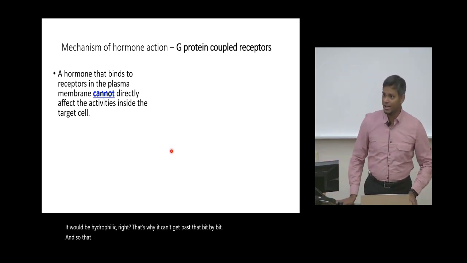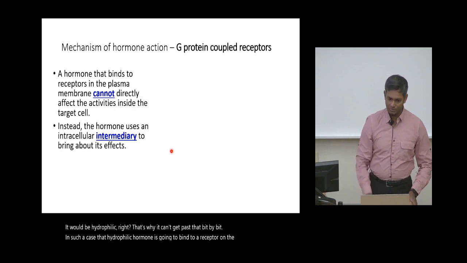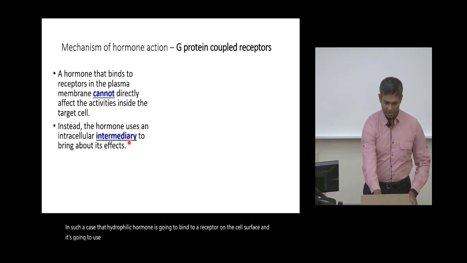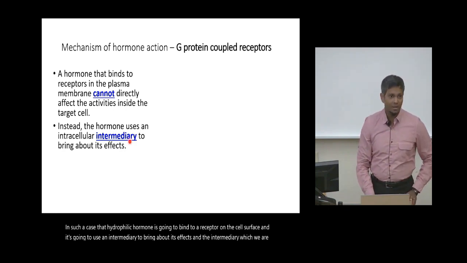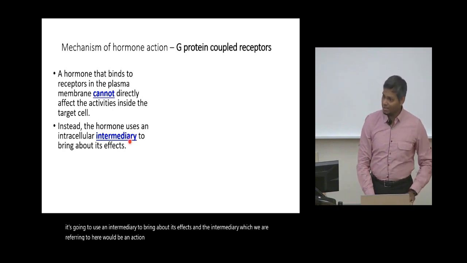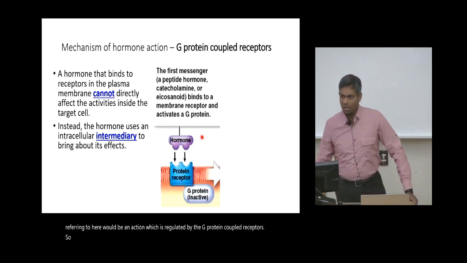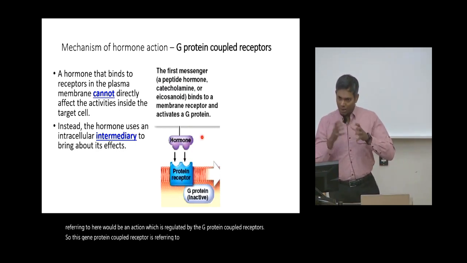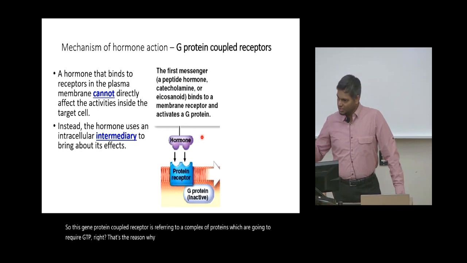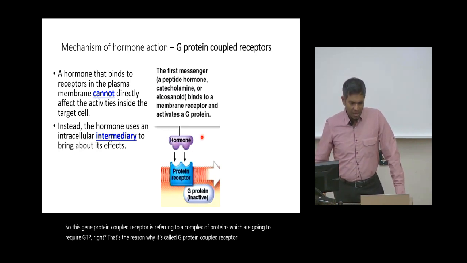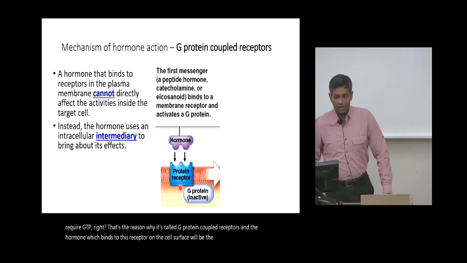And so in such a case, that hydrophilic hormone is going to bind to a receptor on the cell surface, and it's going to use an intermediary to bring about its effects. Okay? The intermediary we are referring to here would be an action which is regulated by the G protein coupled receptors. So this G protein coupled receptor is referring to a complex of proteins which are going to require GTP, right? That's the reason why it's called G protein coupled receptors. And the hormone which binds to this receptor on the cell surface will be the first messenger.